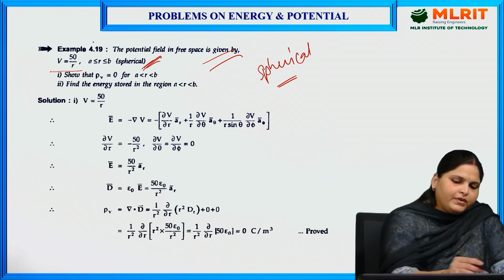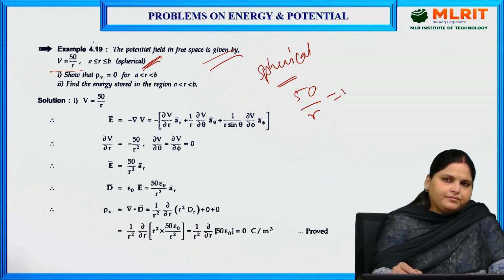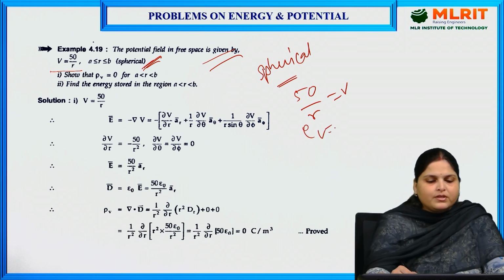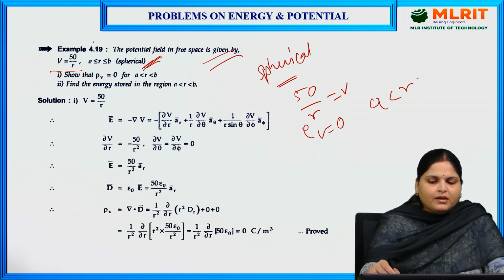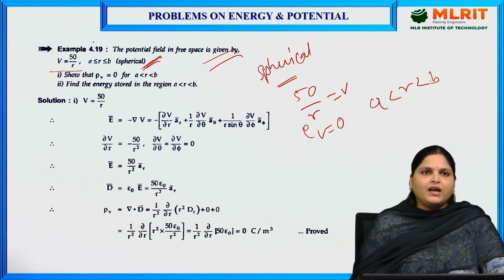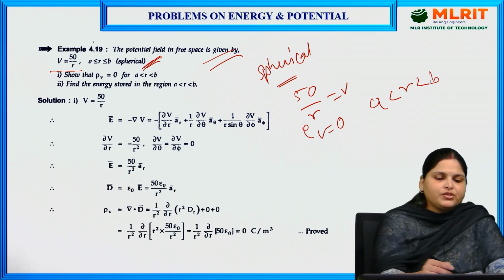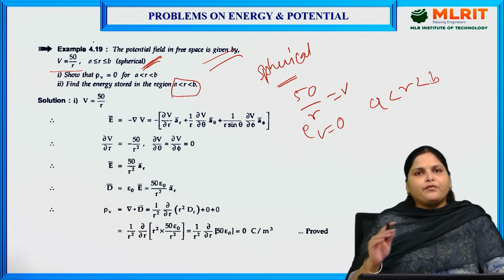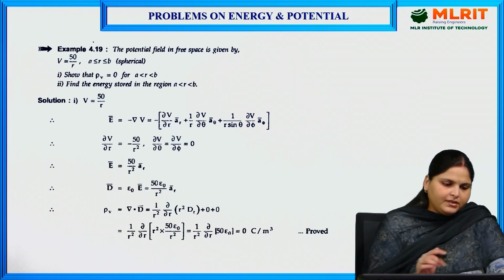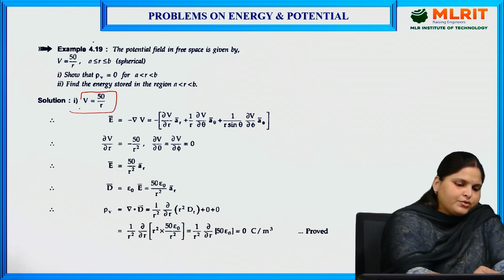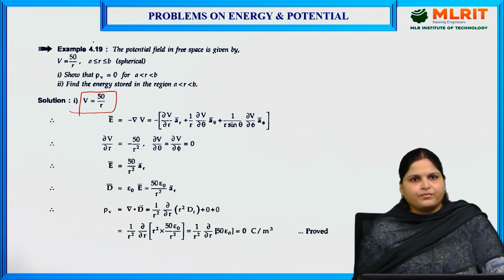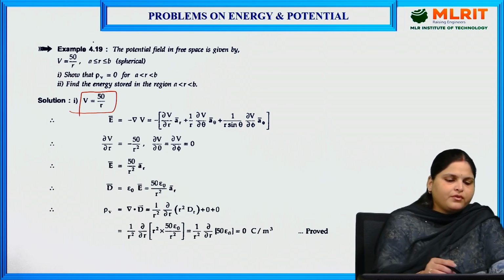Now, V is 50 by R. Here we have to show that rho V is equal to 0 for R varying from A to B. Next, we have to find the energy stored in the region, again for R from A to B. Okay, so first let us solve the first part. V is equal to 50 by R, and we have to show that rho V is equal to 0.